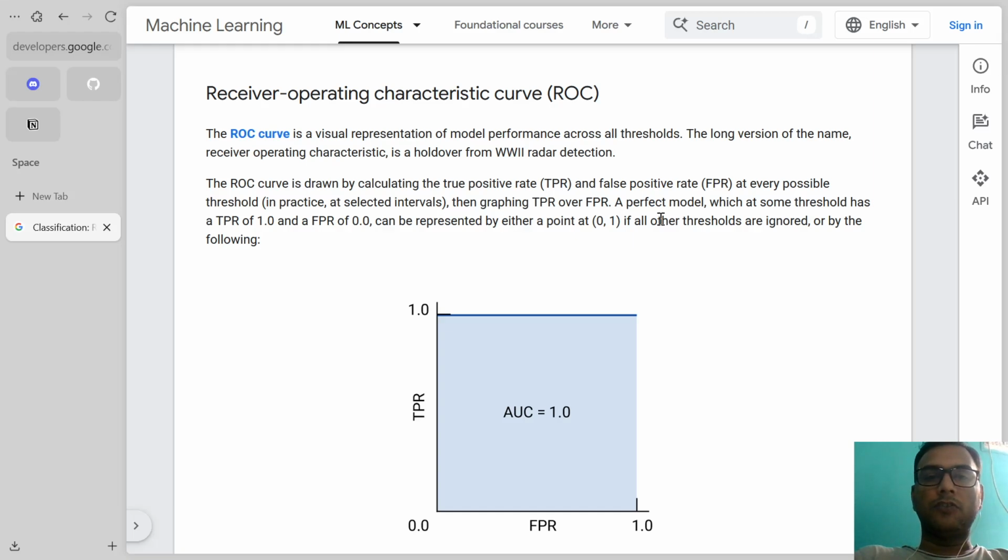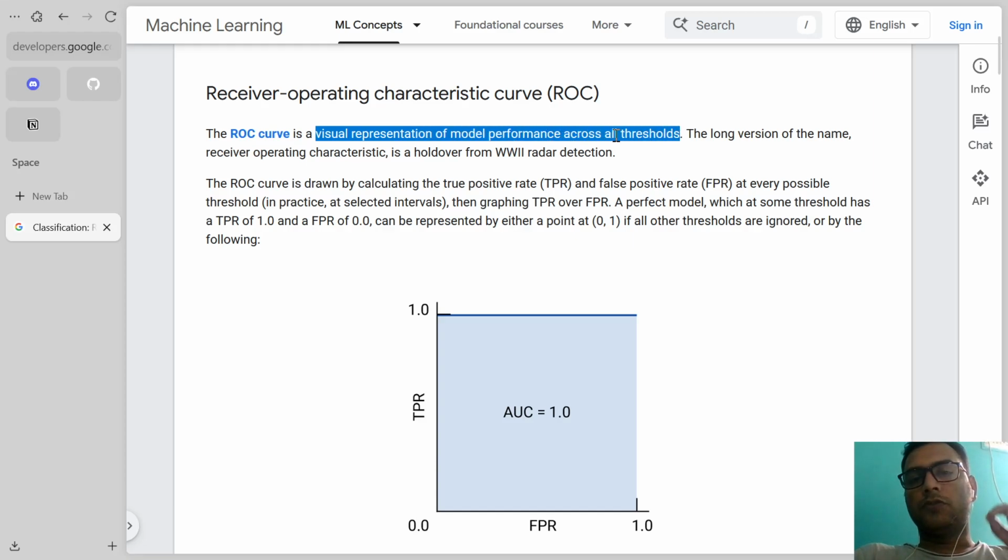this is a visual representation of model performance across all thresholds. So this curve that you see shows how well the model performs across all thresholds. For example, let's suppose that we choose a threshold of 0.1. Now what is the performance of the model? We choose 0.2, 0.3, 0.4, 0.5, 0.6, 0.7, 0.8, like all the possible thresholds on a continuous scale.